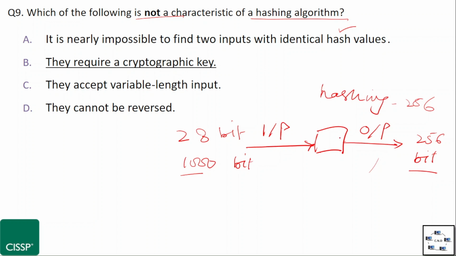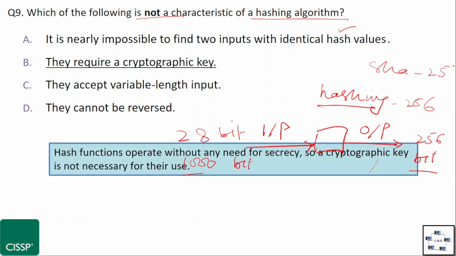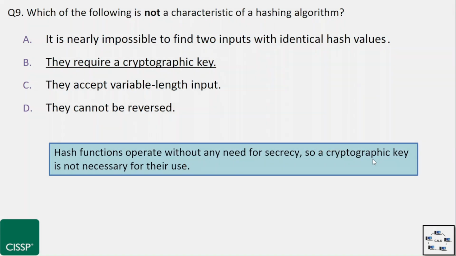So these are the characteristics of a hashing algorithm, and this requires only a hashing algorithm such as, let's suppose, SHA-256. We don't use any key with that algorithm. Hash functions operate without any need for secrecy, so a cryptographic key is not necessary for their use. We do not encrypt the hash.